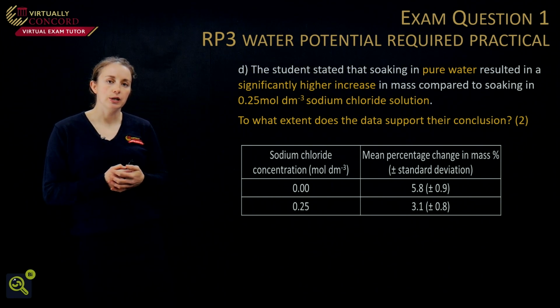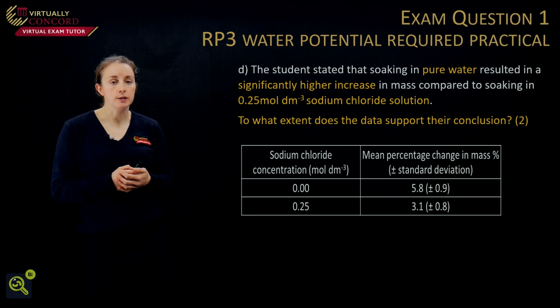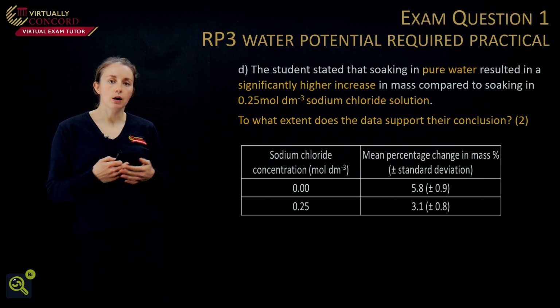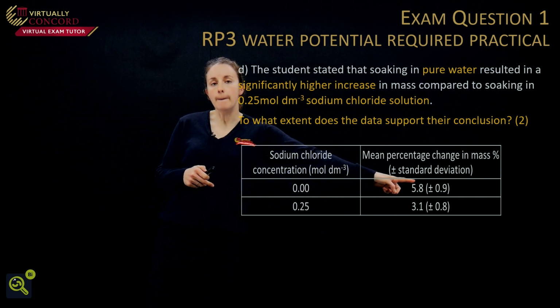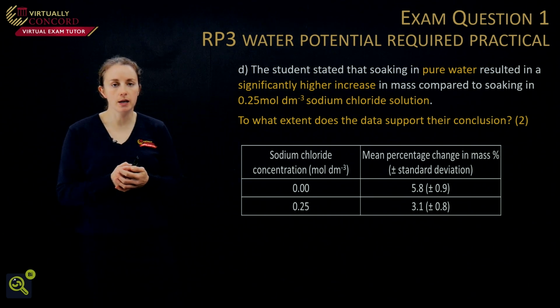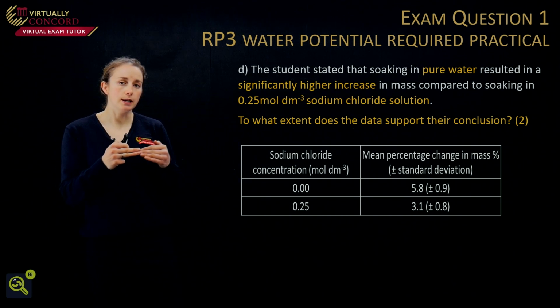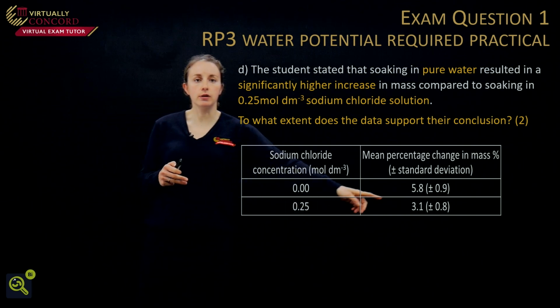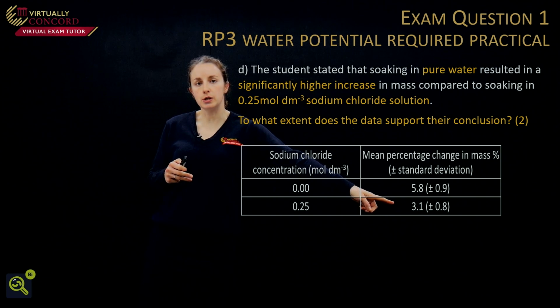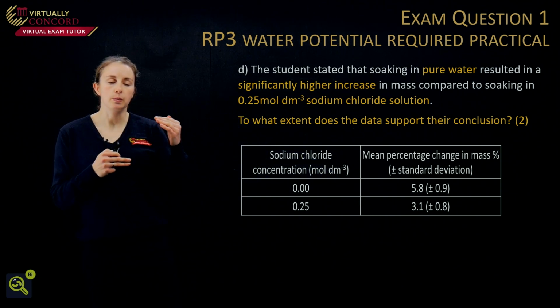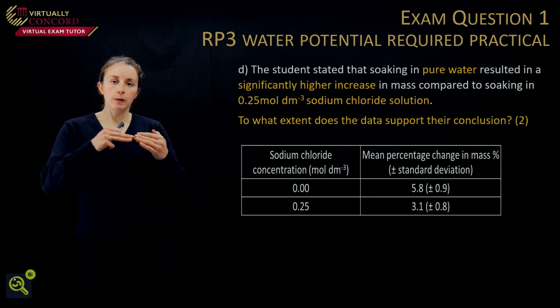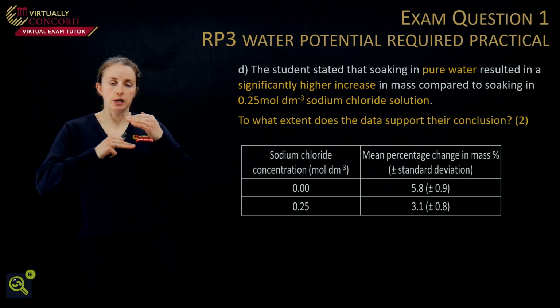And the really crucial thing here is the standard deviation values. What we're looking for is, do they overlap? So if you took water, so 5.8, and you minused 1 standard deviation from that, you would get a value of 4.9. If you then added on plus 1 standard deviation to your 0.25 value, so 3.1 plus 0.8, that would give you 3.9. So 3.9 and 4.9 don't overlap with each other.